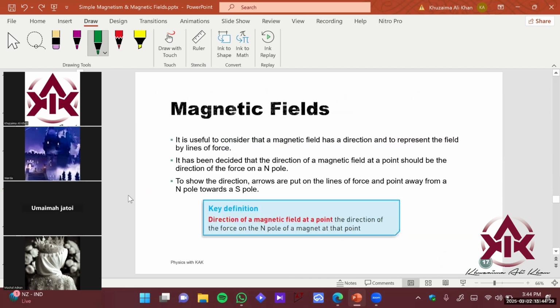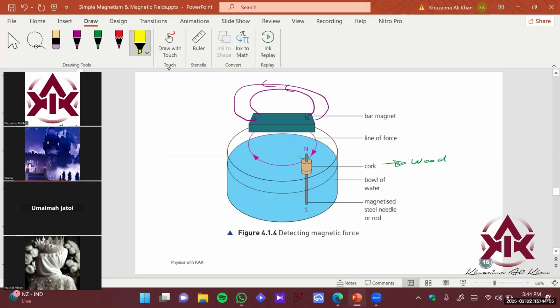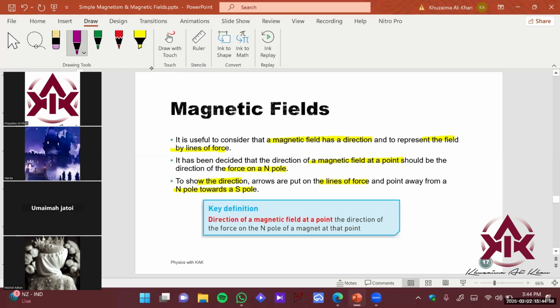Okay, so magnetic fields, just a summary of what we have just discussed. It is useful to consider that a magnetic field has a direction, and to represent the field by lines of force. It has been decided that the direction of magnetic field lines at a point should be the direction of the force on the north pole here. To show the direction, arrows are put on the lines of force pointing away from the north pole towards the south pole here. So if we have a magnet, we use arrows to represent the magnetic field line, and it goes from north to the south pole here.